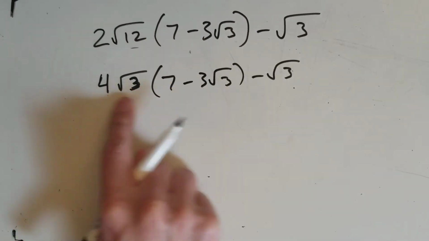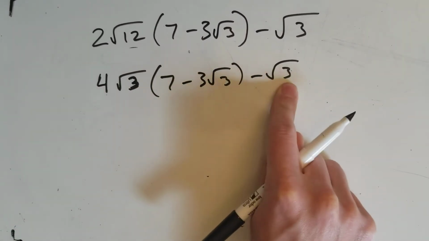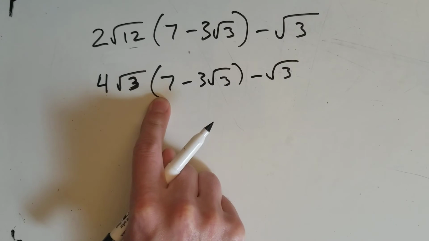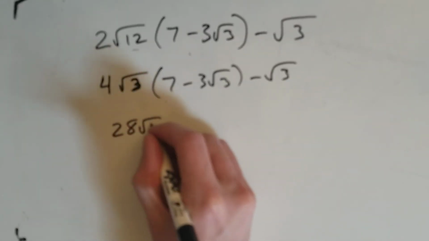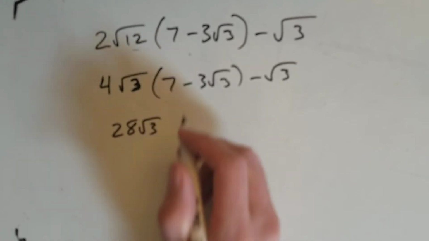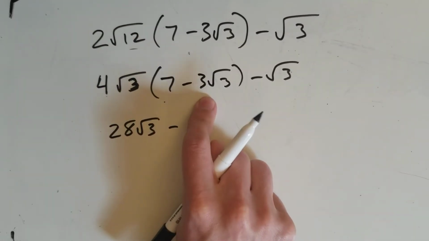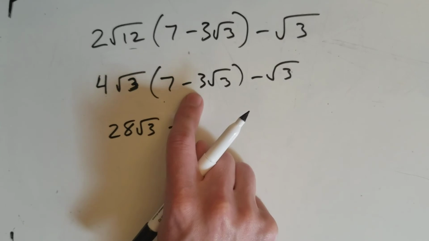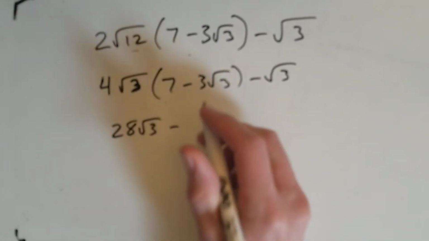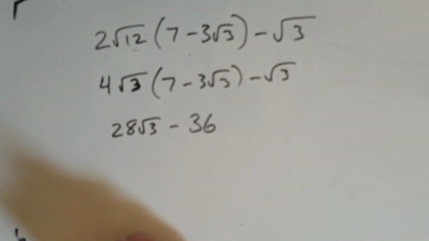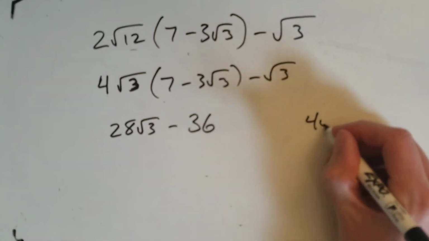So if we go ahead and distribute, we're not going to be distributing to this negative root 3 here. 4 root 3 times 7, well, that's just going to be 28 root 3. There's no radical here. And then we're going to have 4 root 3 times negative 3 root 3, and we'll end up actually with this being negative 36. I'll show you how that works out.